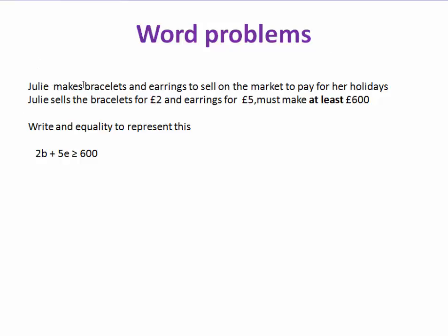Julie makes bracelets and earrings to sell on the market to pay for her holidays. Julie sells the bracelets for £2, so we're going to use B to equal 1 bracelet, and earrings for £5. We're going to use E to stand for an earring, and she must make at least £600. So 2B, 2 bracelets, plus 5E, 5 earrings, and at least means equal to or greater than £600. So it becomes 2B plus 5E is greater than or equal to 600.